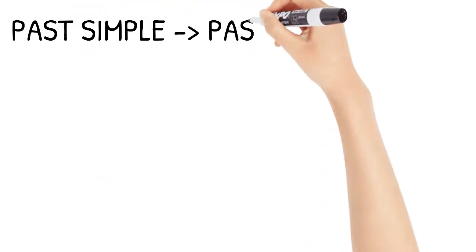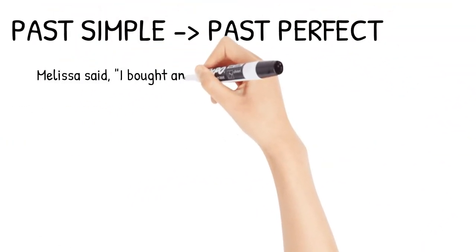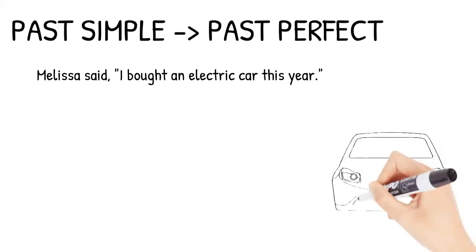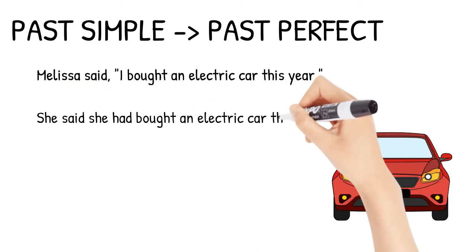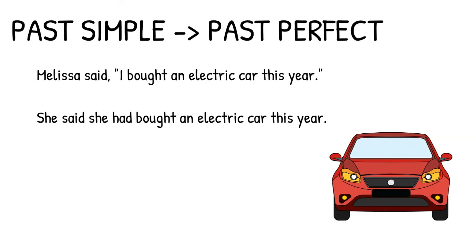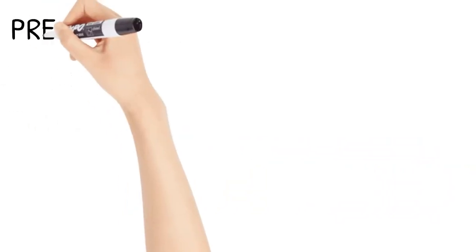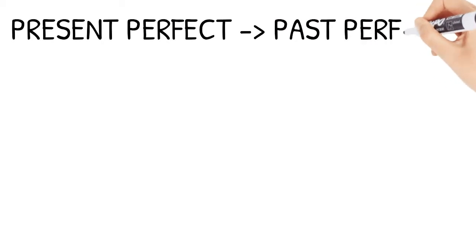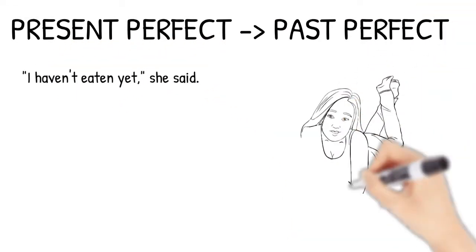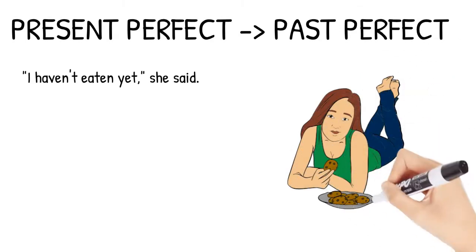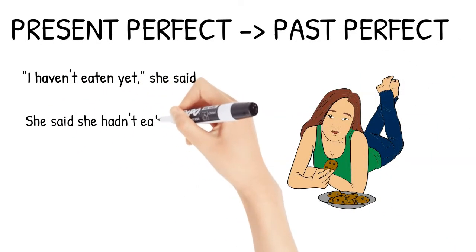The past simple becomes the past perfect. Melissa said, "I bought an electric car this year." She said she had bought an electric car this year. The present perfect becomes the past perfect. For example, "I haven't eaten yet," she said. She said she hadn't eaten yet.